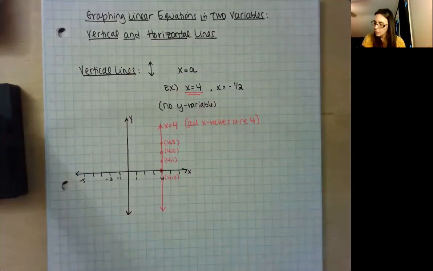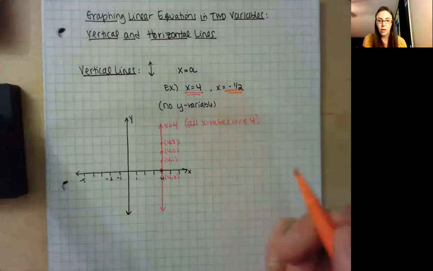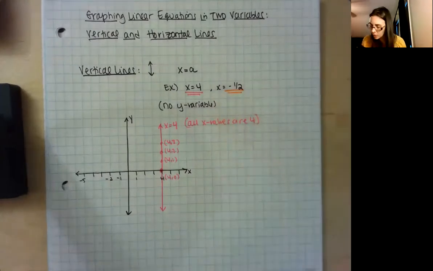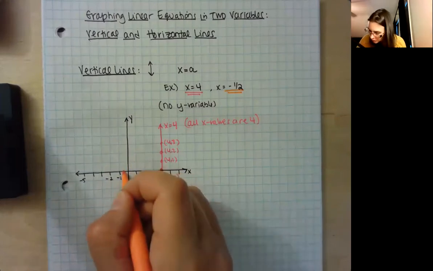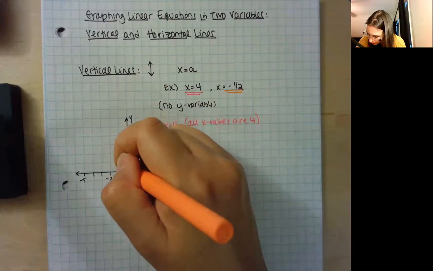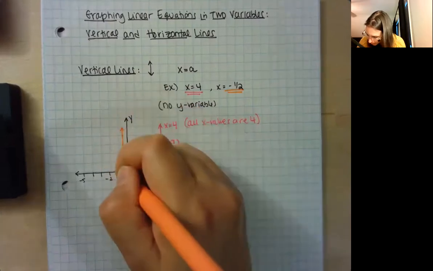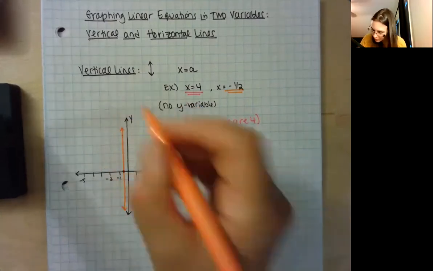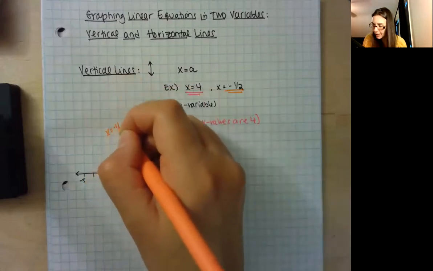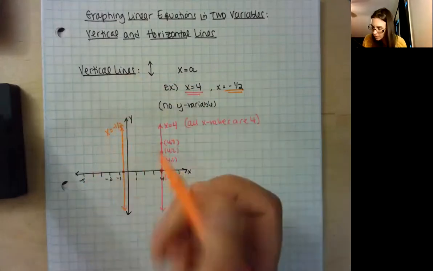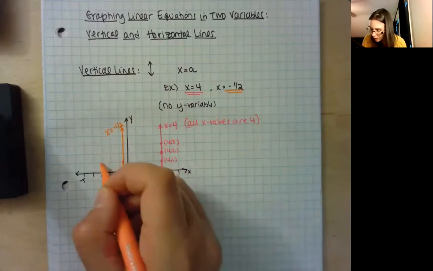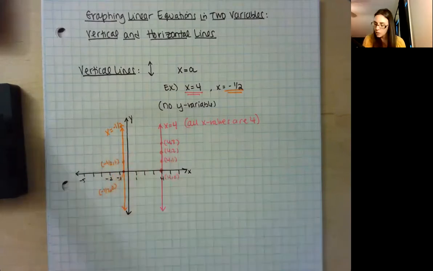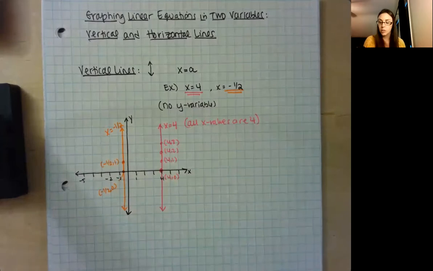Let's say I want to do x equals -1/2. So again, you're going to find -1/2 on the axis, which is going to be right here between the 0 and the -1. And then you're going to just draw, to really take out a ruler here, a vertical line straight up and down. And again, all those points are still there. So this is the point (-1/2, 0), and then this would be the point (-1/2, 1), etc. So you still have infinitely many points. I just don't have to go through a whole solving procedure to graph here. It's pretty straightforward.